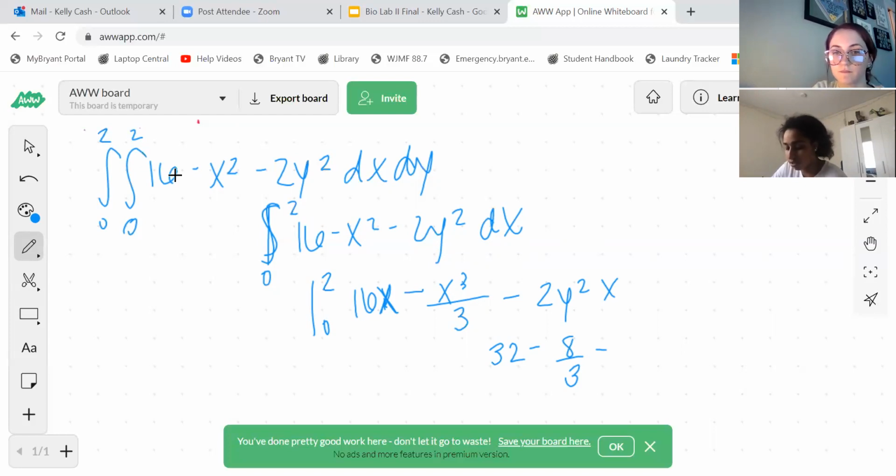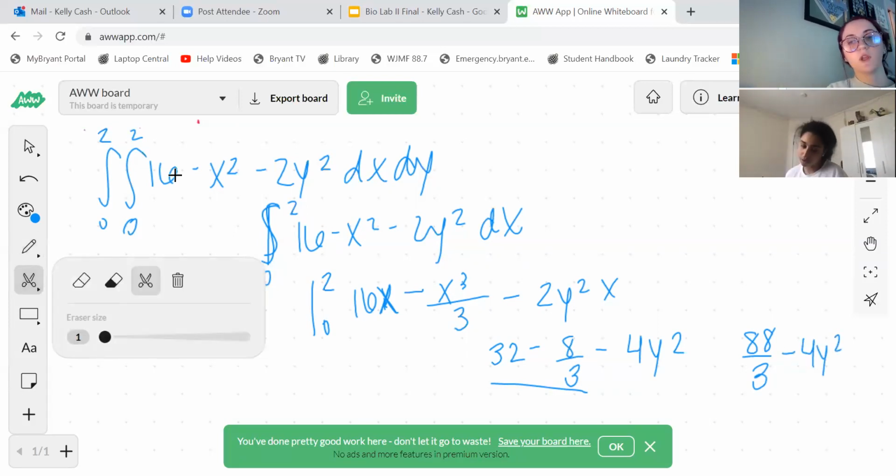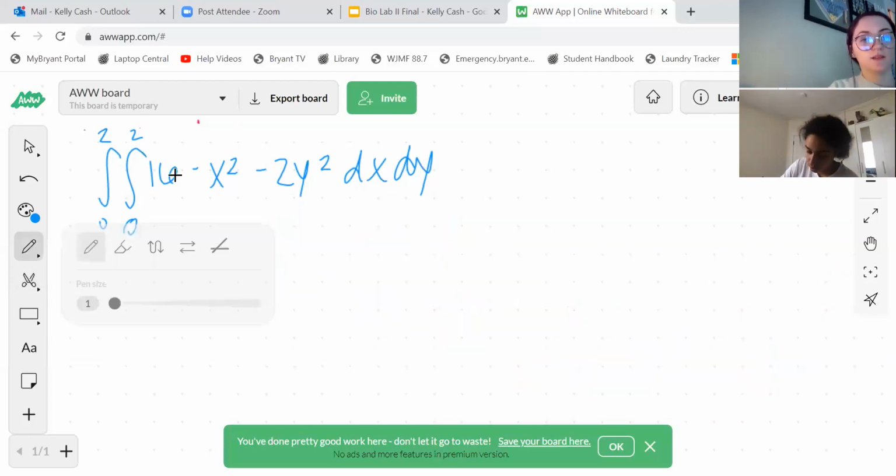And then it's just minus 2y squared, or minus 4y squared. Good. Minus 4y squared. Yep. All right, and then this 32 minus 8/3, if you want to combine that into one thing, it's just going to be 88/3. Okay. And then minus 4y squared. You good with this part? Yep.